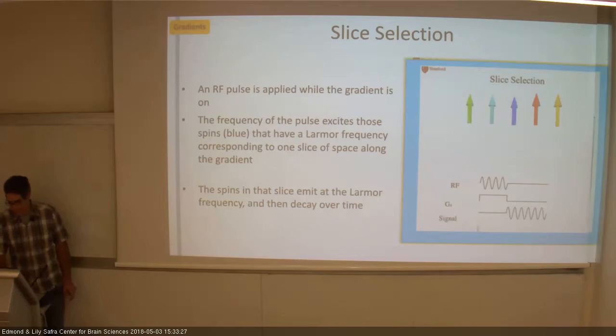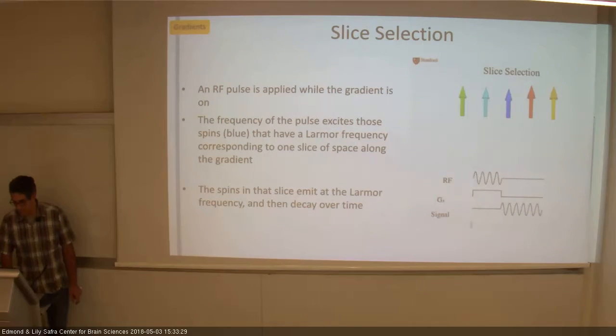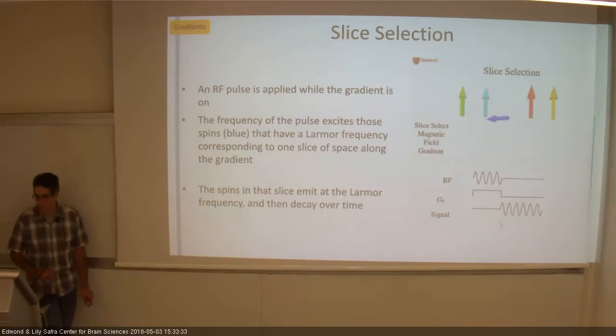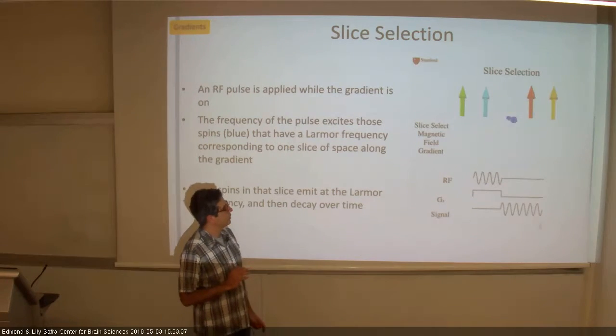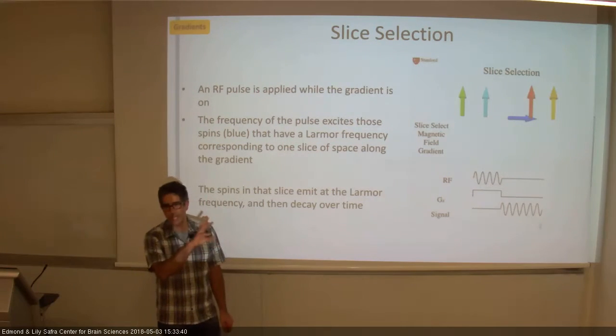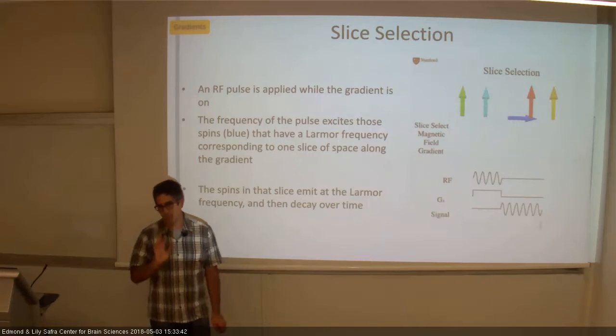Okay, it's just a movie that's showing that. Selecting first using a gradient, and then we're only exciting those spins in this slice. That's what it says in here. Fine. So let's stop selecting from the 3D problem to a 2D problem.